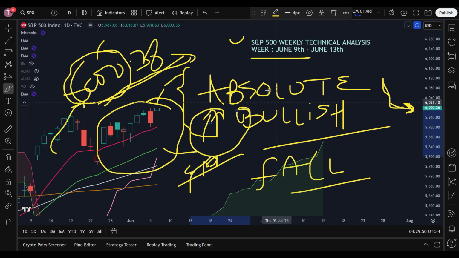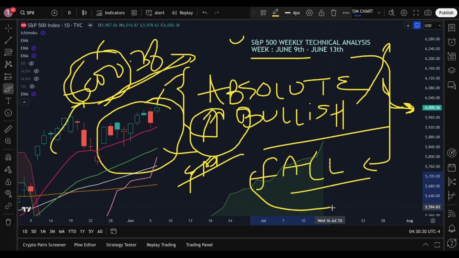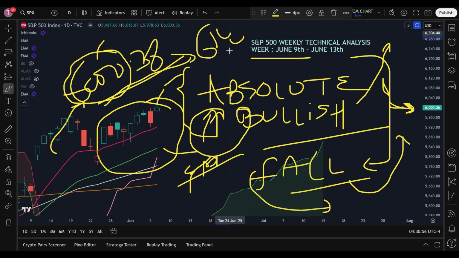As simple as that. Now, to what levels can this absolute bullishness be seen, from where are we anticipating a fall or a break in the bullish movement, and to what levels or zones will this fall be limited? Other than that, the all-time high of the S&P 500 was 6147. So how soon can the S&P 500 achieve this 6147? I am going to discuss all of this in detail in this S&P 500 weekly technical analysis.